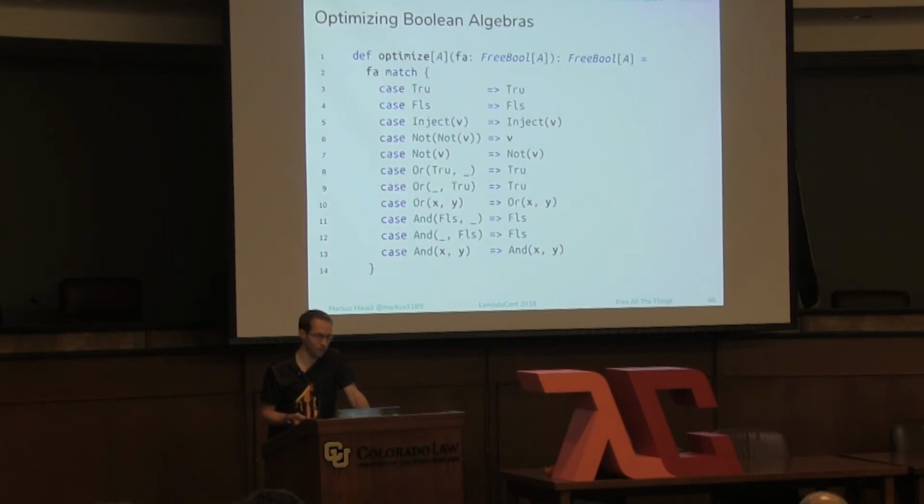So you can optimize your Boolean algebras. I'm not sure whether I got all of the optimizations that are possible, but you can, for example, make sure that double negation is removed. You can make sure that OR of true and something is short-circuited to true, and the other way around. And you can also make sure that AND of false and something is just short-circuited to false. So if you use this optimizer before the interpreter, you can avoid unnecessary evaluations.